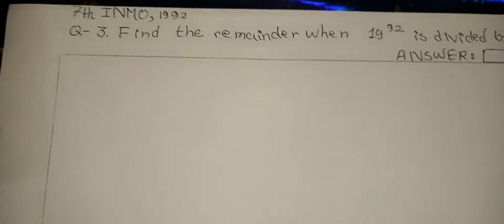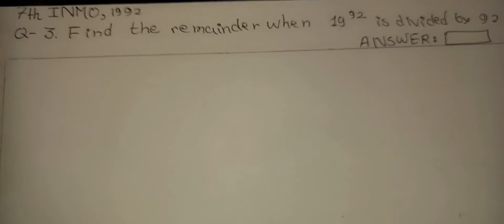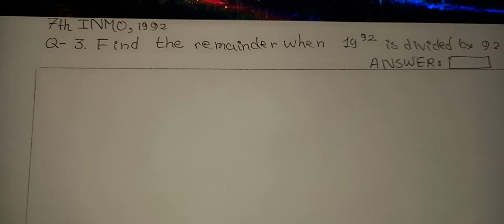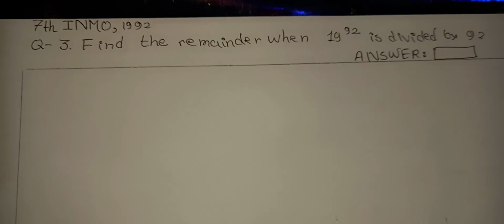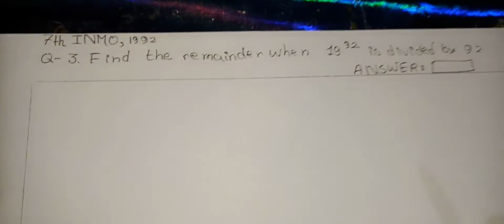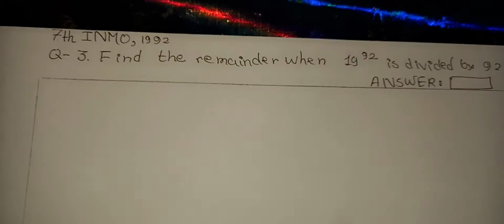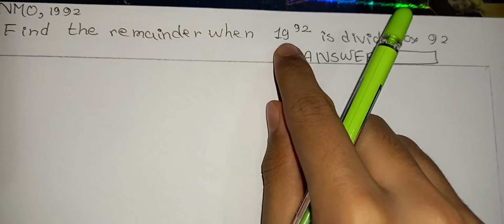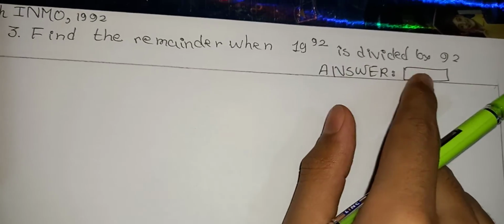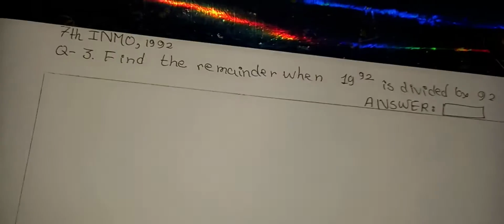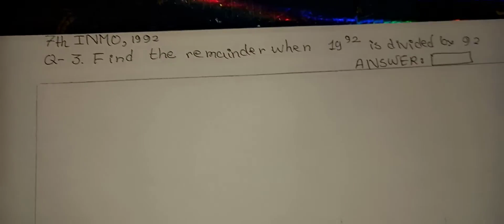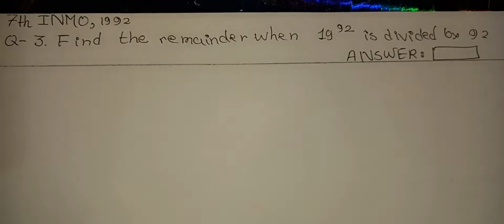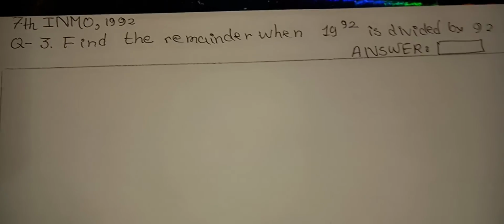Today we will solve the third question of the 7th Indian Mathematical Olympiad in the year 1992. Since the exam was conducted in 1992, the numbers in the question resemble that value. We have 19 to the power 92 divided by 92, and we have to find the remainder. Before we start, this question will be solved using Euler's totient function. First of all, let us see what it says.